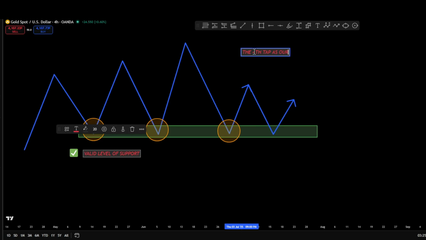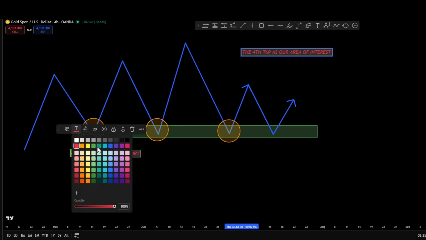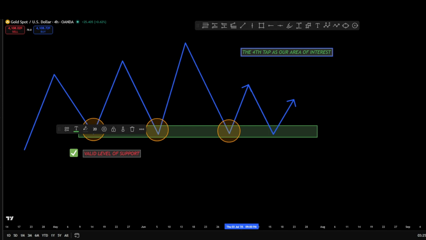So this right here is what we would consider a strong area of interest. Why? Because we are having more than 1 tap. So for this example, you can see how we have 1 tap right here. We then have our same exact 2nd and 3rd tap.